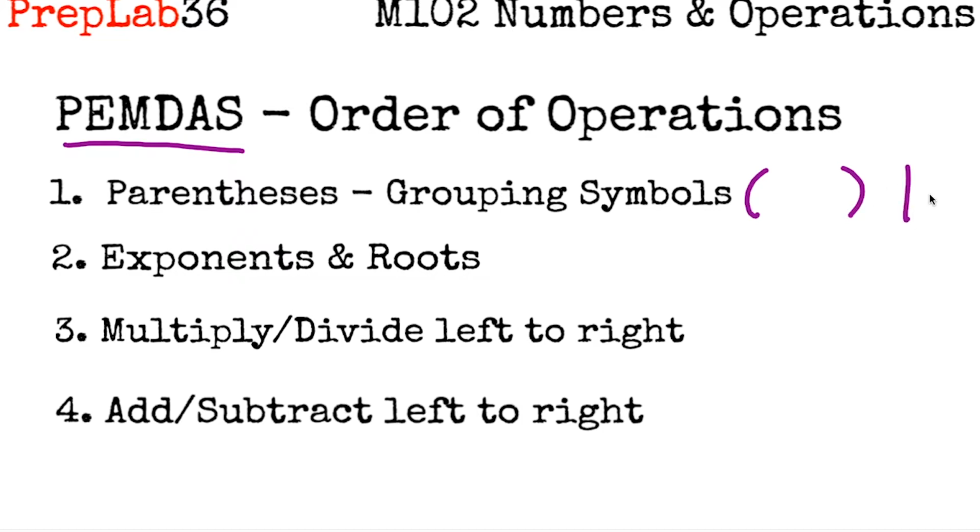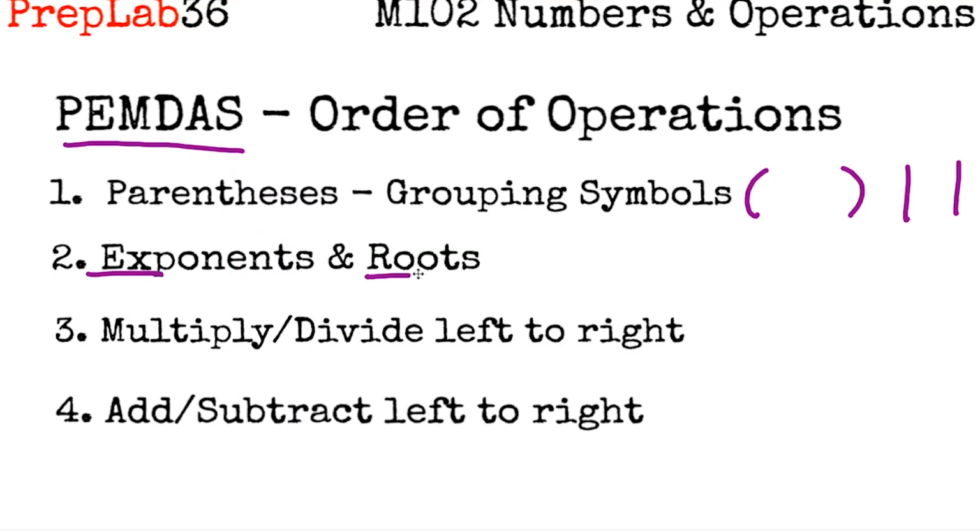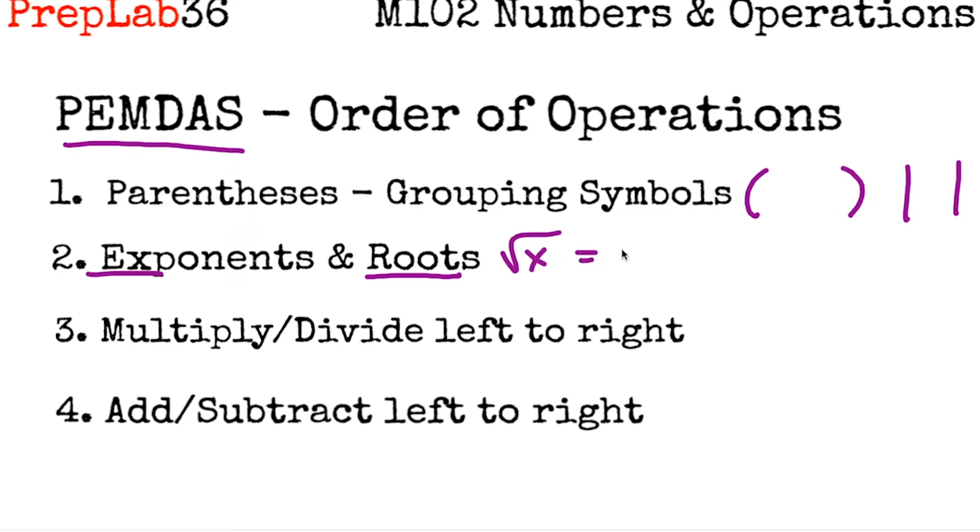Parentheses or grouping symbols, like absolute values. I'll do an absolute value problem, and there's an absolute value concept and video that you could follow along with a worksheet. Absolute values are grouping symbols. You have to do the math inside the parentheses or grouping symbol first before you do anything else. Then you do exponents and roots. A root is just an exponent. The square root of x is equal to x to the 1/2. Watch the video on exponents and roots.